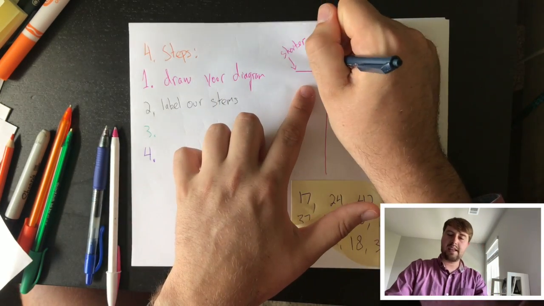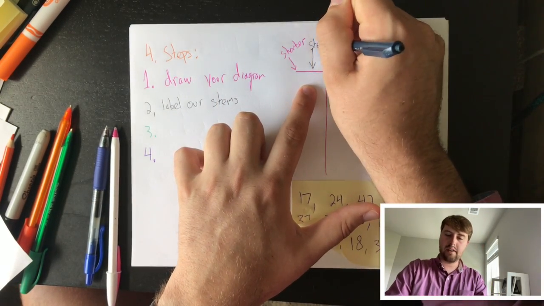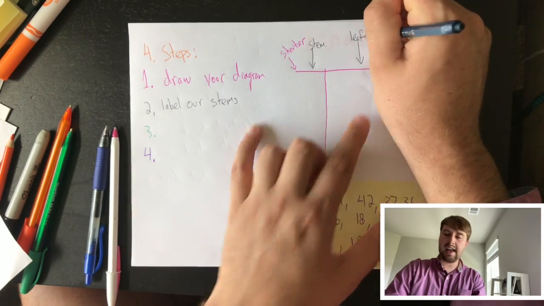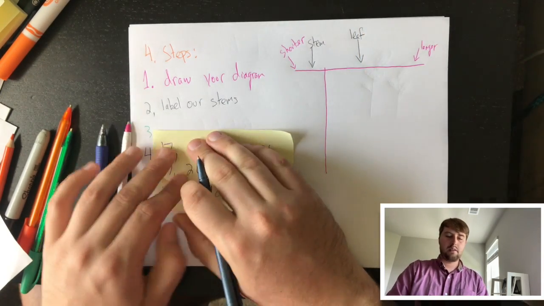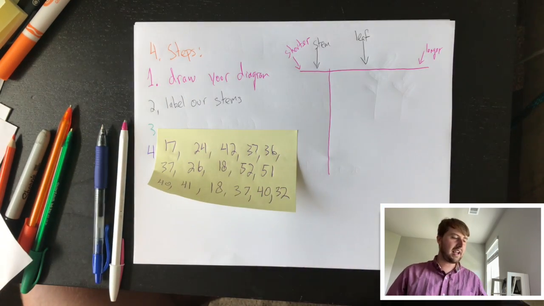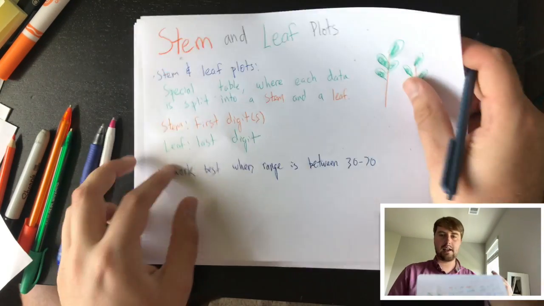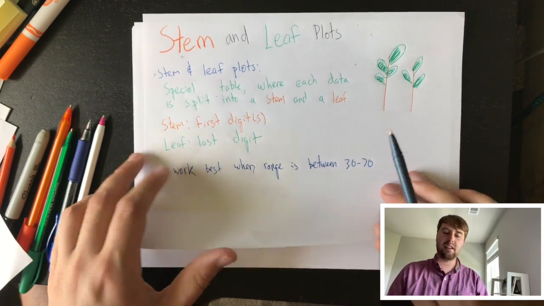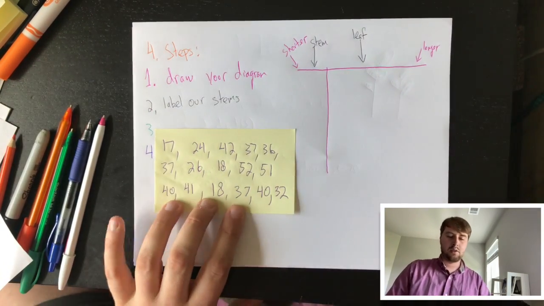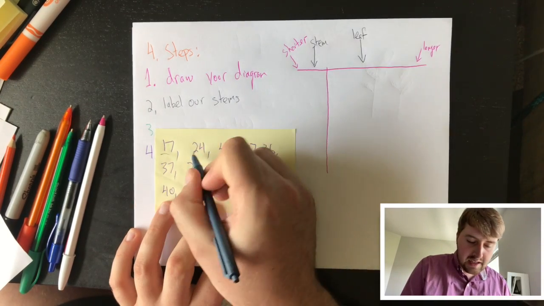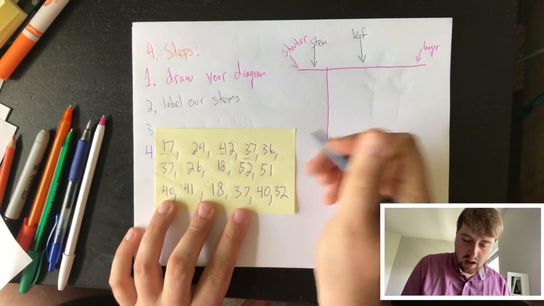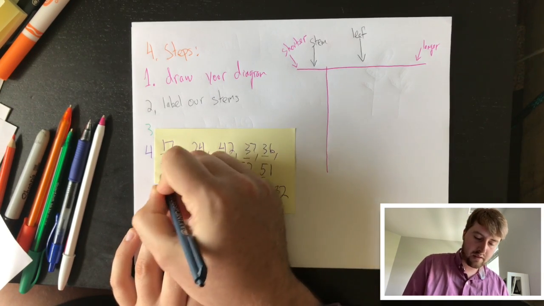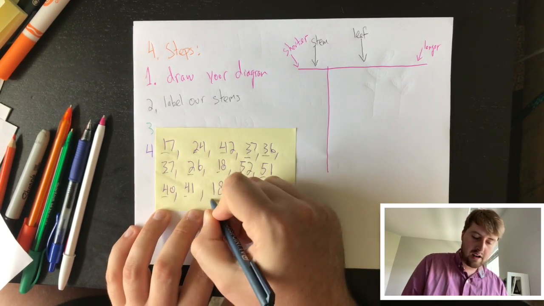So the stems are going to go on the left side, and then the leaf is going to go on the right side of our diagram. Now, when we look back at our previous page, we say the stem is the first digit or digits, and the leaf is the last digit. All of our numbers are just 2-digit numbers, so our stem is going to be the first digit, and then our leaf is going to be the last digit.